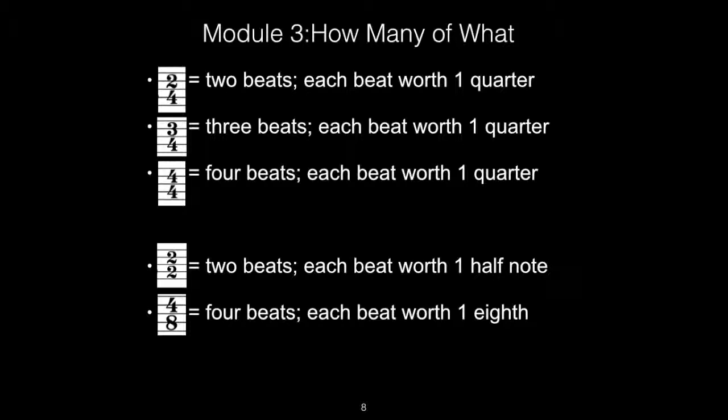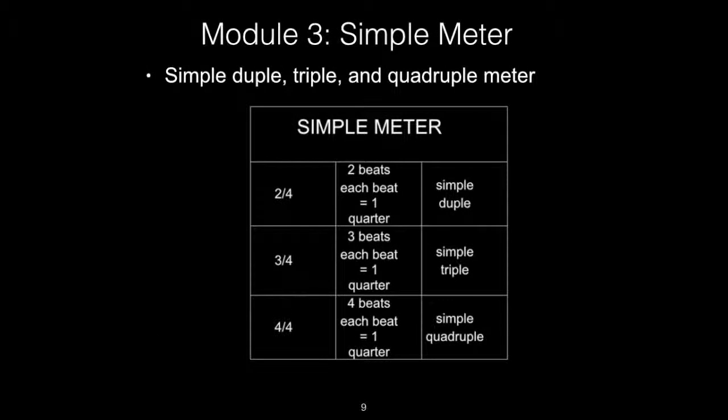The last 2 examples are less frequently used, but the logic is the same. In the 2 halves time signature, the top number 2 tells us that there are 2 beats, and the bottom number tells us that the beat unit is a half note. In the last example, there are 4 beats, and each beat is worth 1 eighth note. We've put together the note duration value, beat value, subdivision value, and the assigned value in a given time signature.